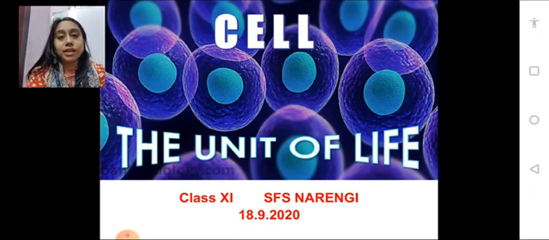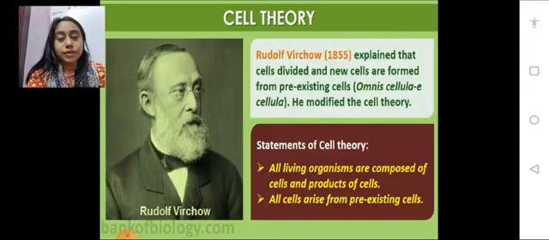So before starting with today's topic, let us recapitulate what we have learned from this chapter in the past few classes. So we started this chapter studying about cell theory, which was proposed by Schleiden, Schwann and Rudolf Virchow. The statements of the cell theory were that all living organisms are composed of cells and products of cells, and all cells have arisen from a previously existing cell.